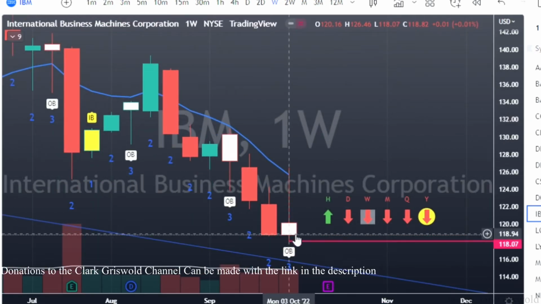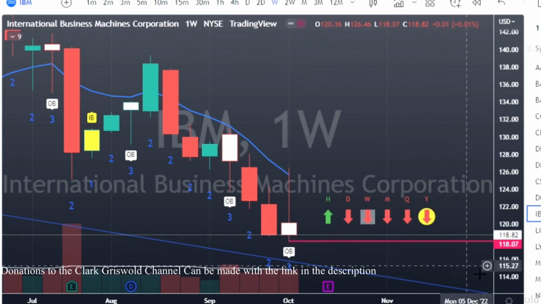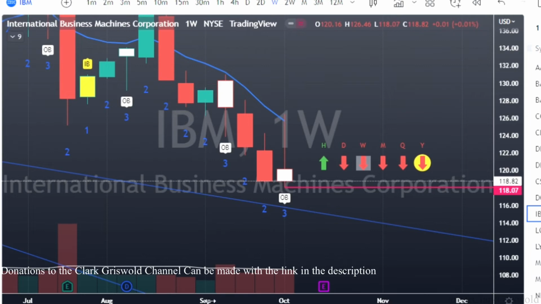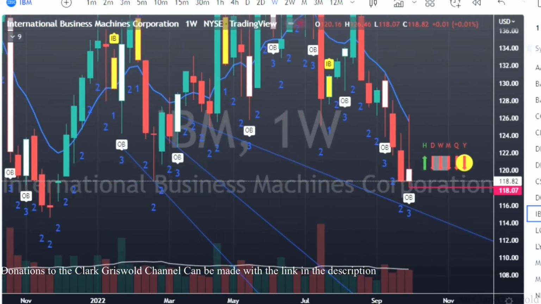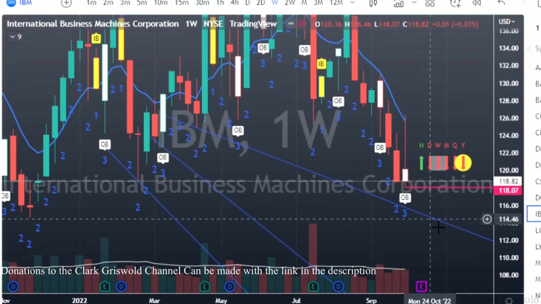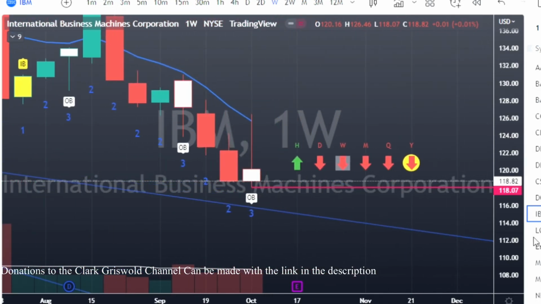Here's another one. Outside bar this time, but it is a shooter candle. So we're going to look for puts at 118.07. This blue line is the bottom of a broadening formation. If we go all the way back, it's set on a different time frame, but still a broadening formation nonetheless.